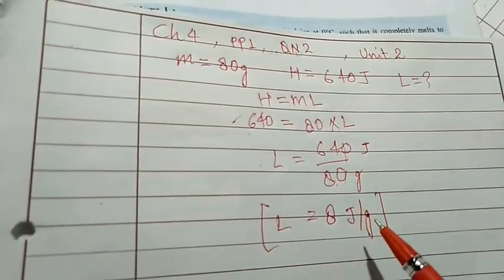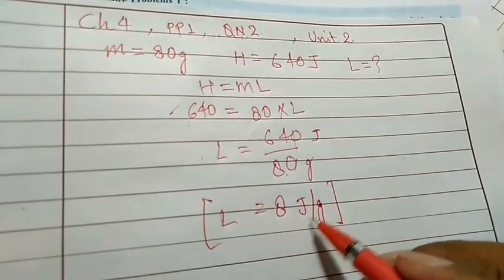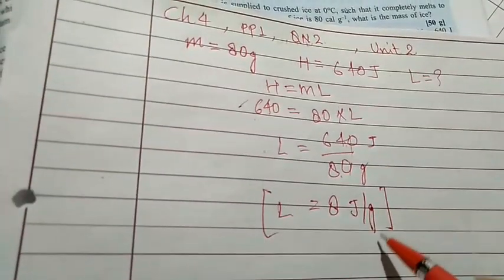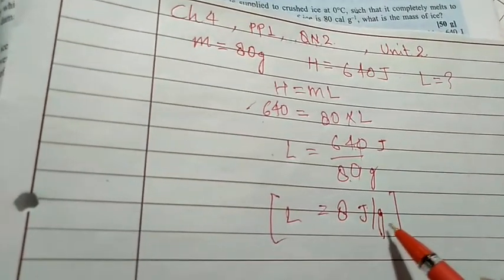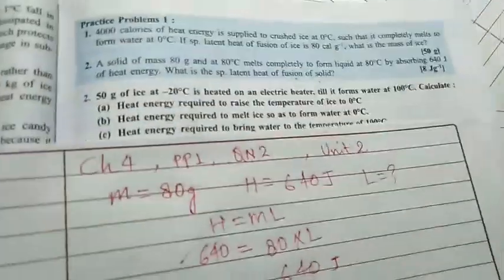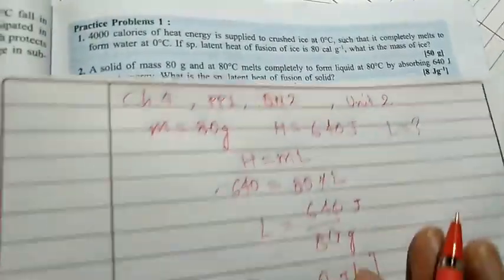If this were ice, then you would say specific latent heat of fusion of ice. This is joule per gram. If you want to write in kilogram, just multiply by 1000 because gram is in the denominator. So that will be 8000 joule per kilogram. But it is asking only about the CGS unit, so this is the perfect answer.